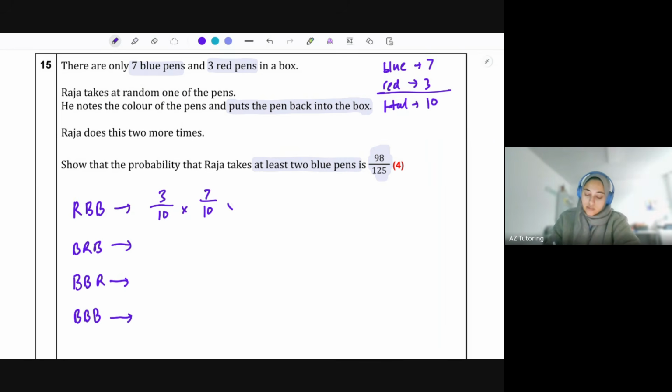So that's the probability for the second one. And then for the third pen, he's picking out a blue again, and the probability of blue is 7 out of 10. So timesing that all together, you get 147 over 1000. Let's do the next one.